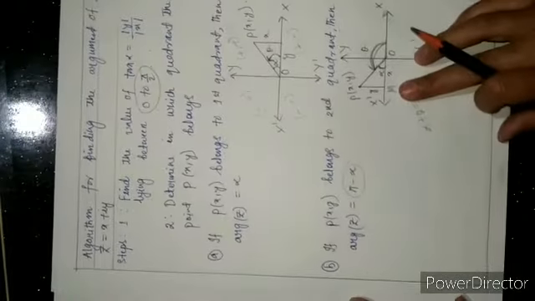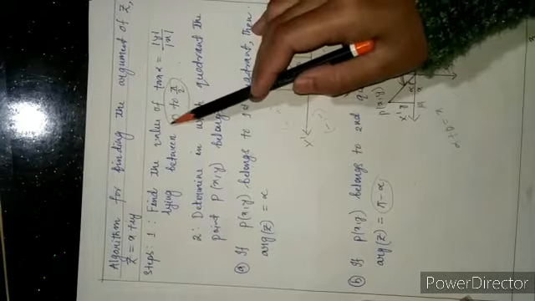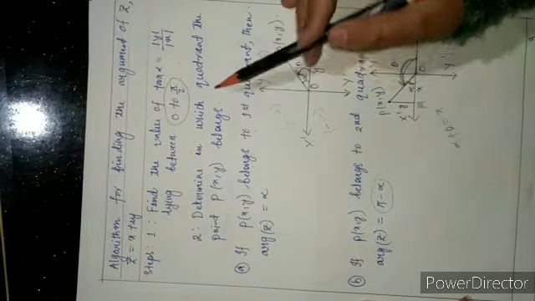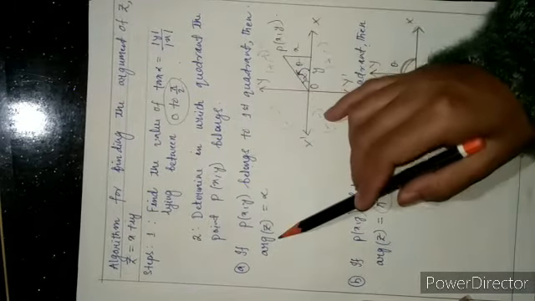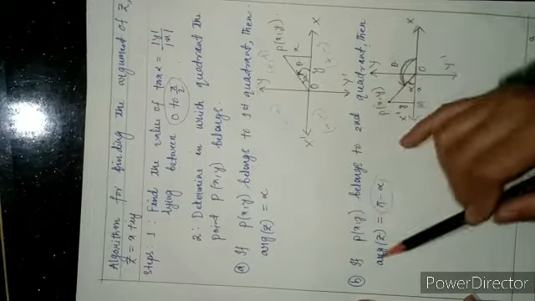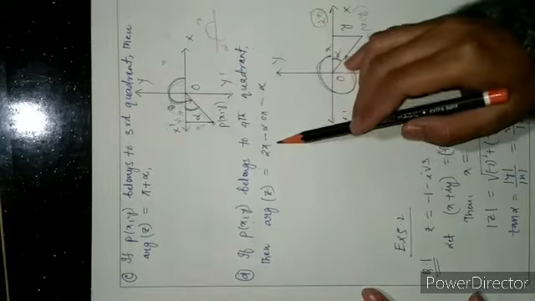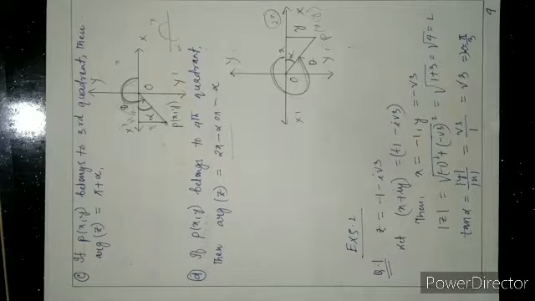The rule for finding the argument has these steps. First find the value of tan alpha, then second check the quadrant. If first quadrant, argument of z is alpha; if second quadrant, pi minus alpha; if third quadrant, pi plus alpha; if fourth quadrant, 2 pi minus alpha or minus alpha.